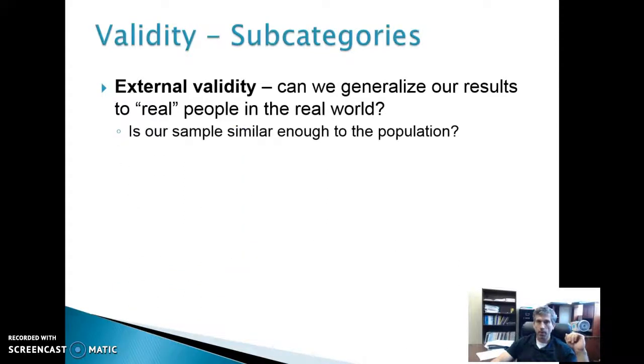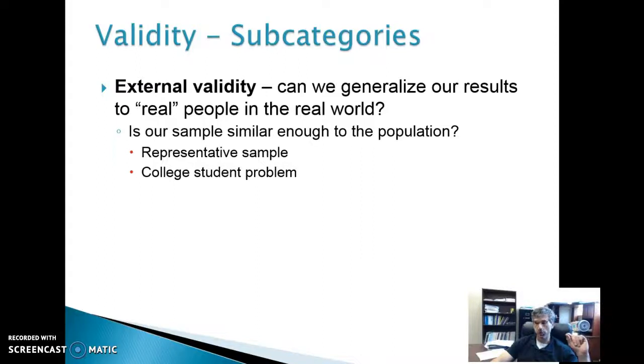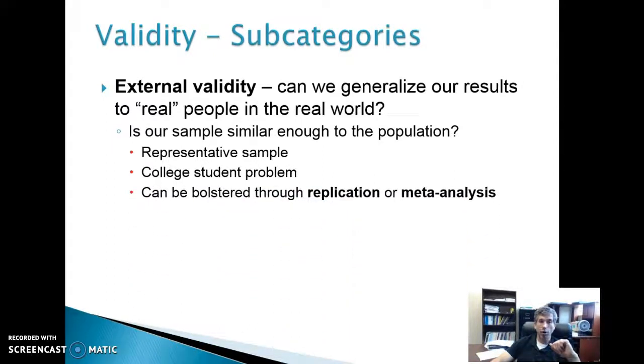wherever we're testing them. So one of the big questions of external validity is, is our sample similar enough to the population? We talked about that idea of representative sample back in the research process material. Remember we talked about that college student problem. Most samples are convenient samples. They're who's available to the researcher. That's usually college students. College students, not a representative sample. The way they act may not reflect those bigger populations of, say, adults overall.